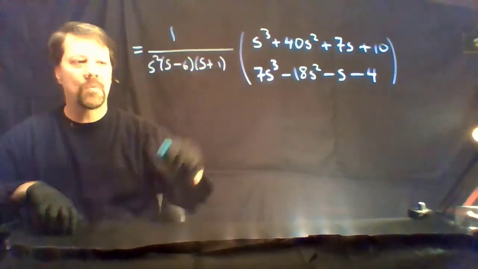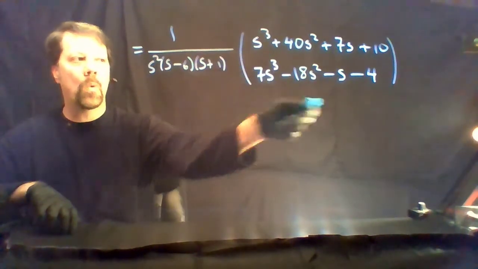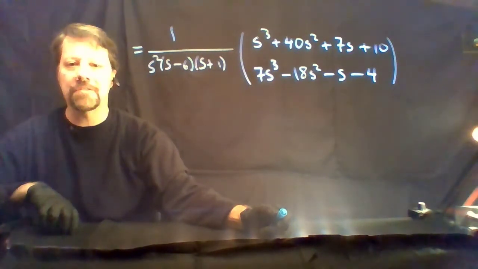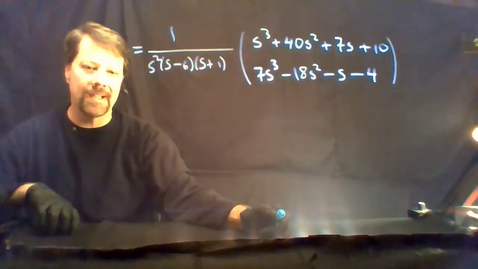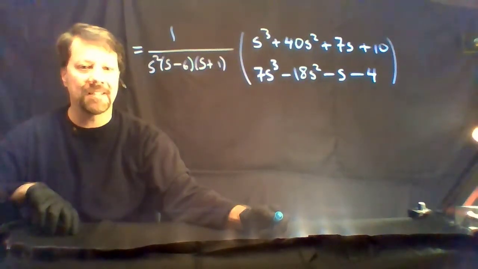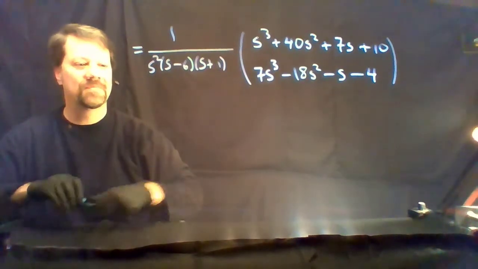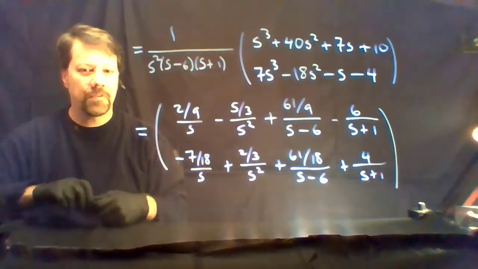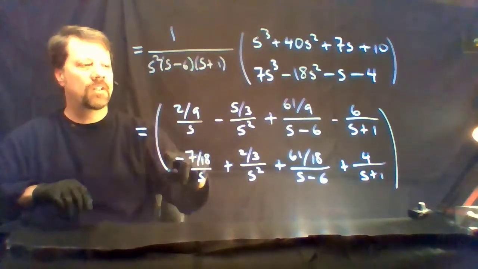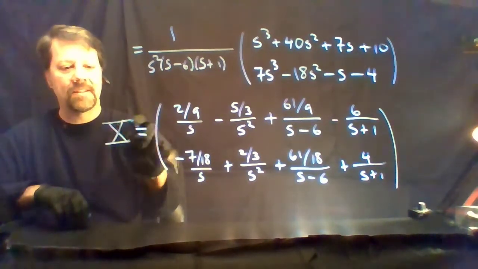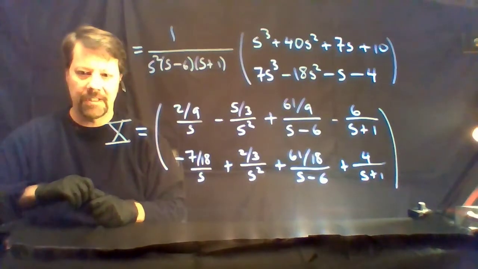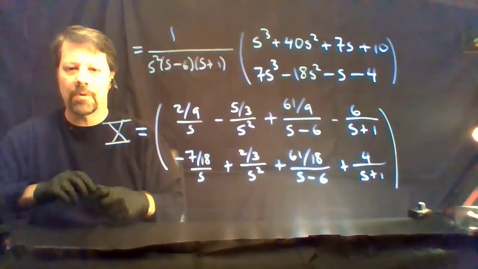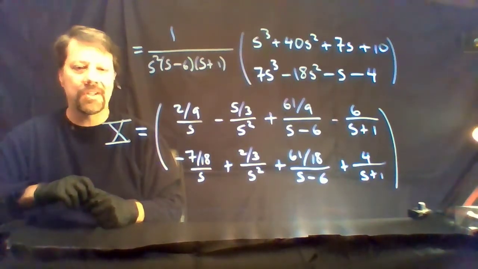From here, we need to distribute this scalar onto each coordinate of this vector. Then, we need to perform a partial fraction decomposition on each coordinate. But I can do that for you. Performing the partial fraction decomposition, we obtain this expression, which stands for the Laplace transform of the solution. The only step left is to take the inverse Laplace transform on each side to obtain the solution to the initial value problem.